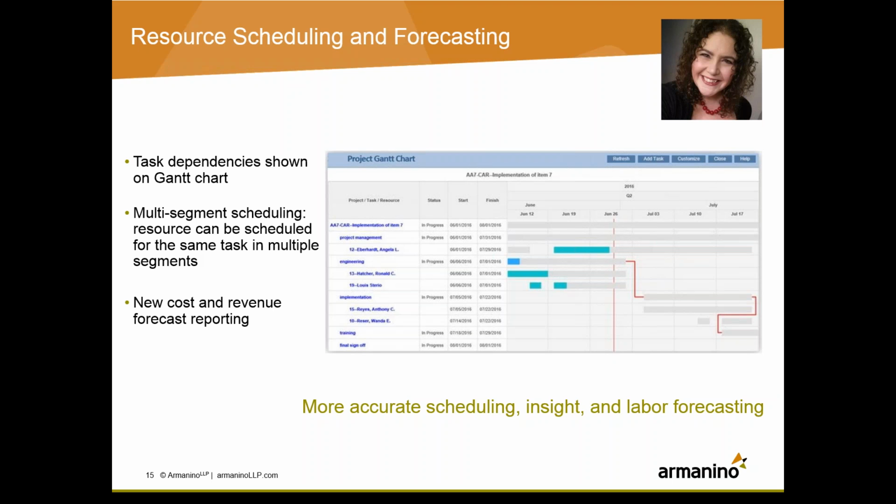The other exciting development here is multi-segment scheduling. So you'll notice in the middle here we've got Louis Stereo, and he's scheduled on the same task for 2 different durations. Previously, you were only allowed to schedule one resource to a task for one duration of time. So that didn't give you any insight as to when they would actually be working on the project, for instance, if there were holidays or planned time off, or if they were just working on another project. So now you're able to schedule them to the task as many times as needed to show when they will actually be working on that item.